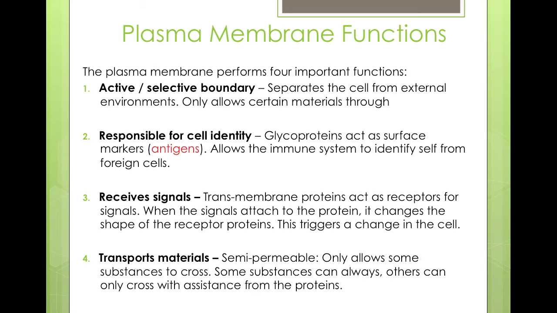And the last one is that it transports materials. That semi-permeable property allows it to move some substances across. Some substances can always cross, others can only move across with the assistance of those proteins, okay? We're going to mainly focus on how things move in and out of the plasma membrane. So, methods of crossing the plasma membrane.